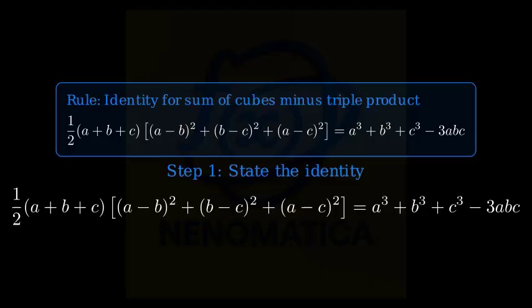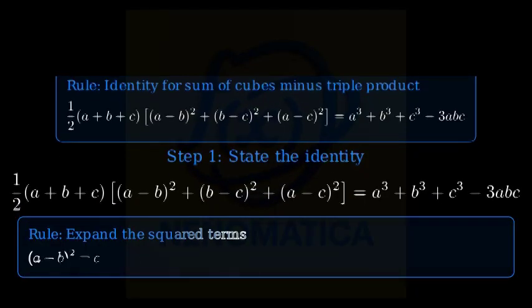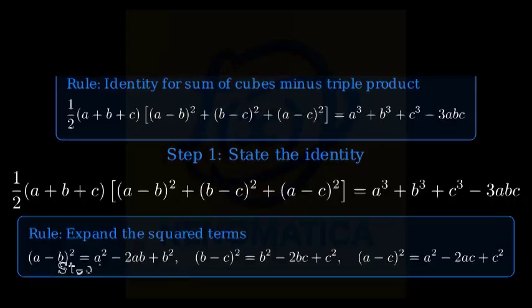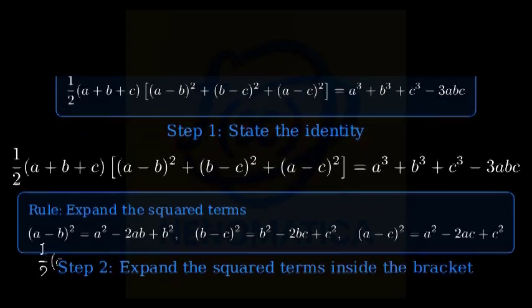Step 2. Expand the squared terms. We use the expansions. (a minus b) squared equals a squared minus 2ab plus b squared. (b minus c) squared equals b squared minus 2bc plus c squared. (a minus c) squared equals a squared minus 2ac plus c squared. Now, we substitute these into the bracket.